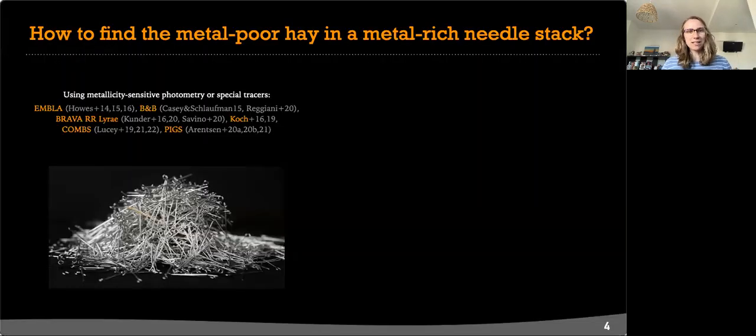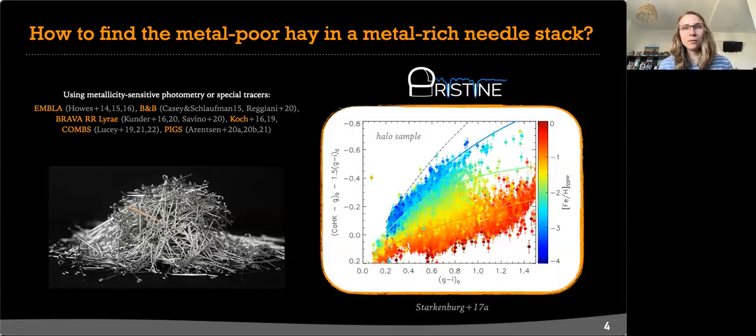So then how to find more of these stars? How to find the metal poor needle in a metal-rich haystack that is the galactic bulge. So strategies that have been employed successfully in recent years a lot is using metallicity sensitive photometry or a specific tracer such as RR Lyrae stars. And in this talk, I will focus on the first, using metallicity sensitive photometry and specifically from the Pristine survey.